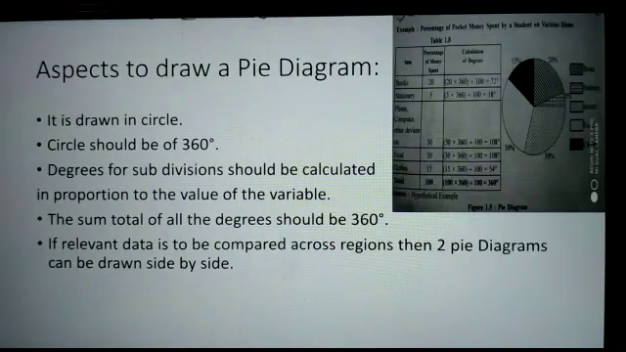Let us see the aspects or the points to be considered while drawing a pie diagram. Please remember 360 degrees make a circle. The sum total of degrees of all such divisions must be 360. If the data is to be compared across regions or time periods, then 2 pie graphs can be drawn side by side. You have learnt how to draw a pie diagram in standard 11. The same is presented on page 8 of your textbook. Kindly go through.